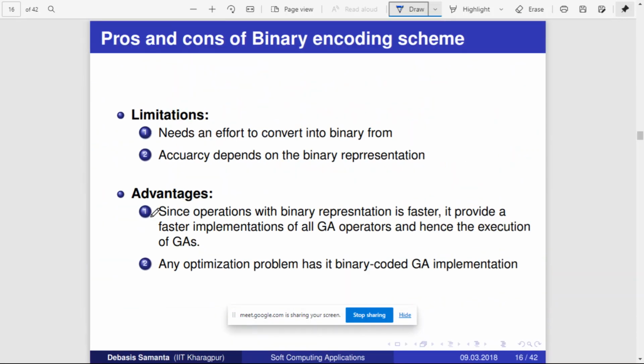Okay. So these are the limitations of binary encoding scheme. It needs an effort to convert it to binary form. So you have to represent the values in binary form. That is, when you want to write the algorithm or program, everything should be converted to binary notation, right? So accuracy depends on the binary representation. These are the limitations and advantage.